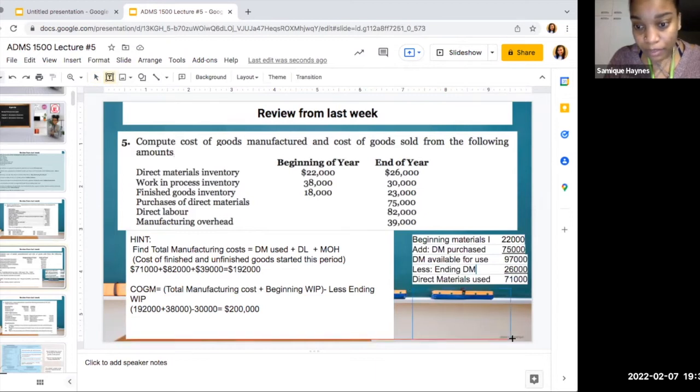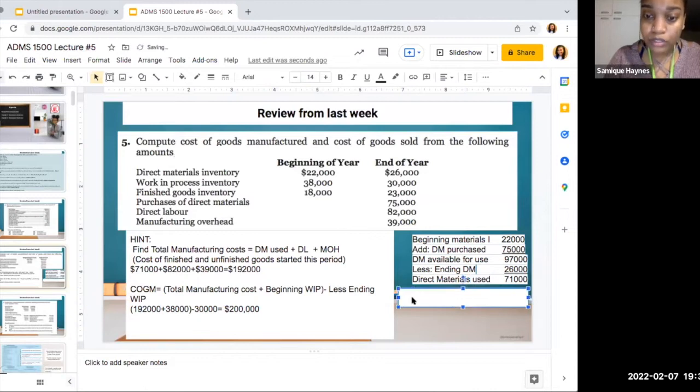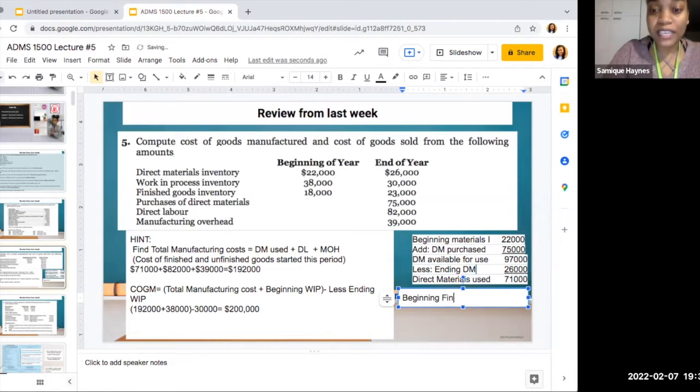I'm going to try to put everything on this one slide. It's very similar to the cost of goods sold one that we did before, right? And you know what the cost of goods sold, what does it start with? Tell me. What's the first thing we do to find cost of goods sold? Beginning inventory, very good. Now, which inventory is it? Is it beginning direct materials? It's beginning finished, very good. So beginning finished inventory of $18,000.